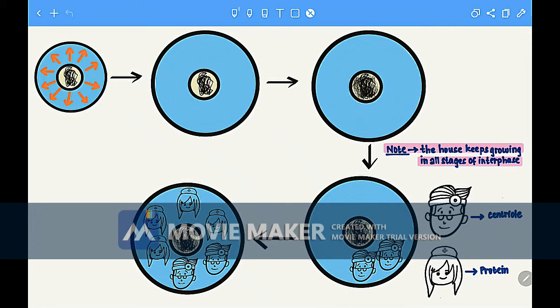So here we see a transition into this stage wherein the house has grown and the size has increased. Here we note that the hospital area has increased. They have successfully pushed it and they are increasing the area. And this process is constant throughout interphase. The cell is just growing and growing so that there is sufficient space for the doctor to work in case of any emergency.